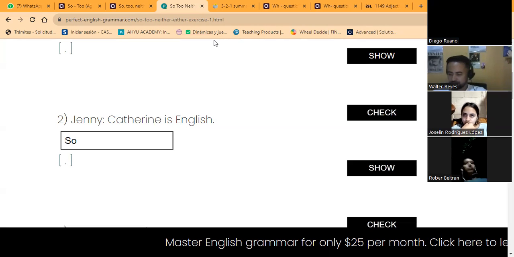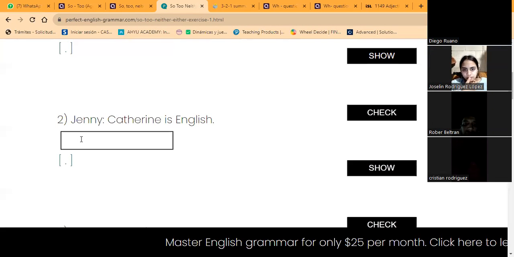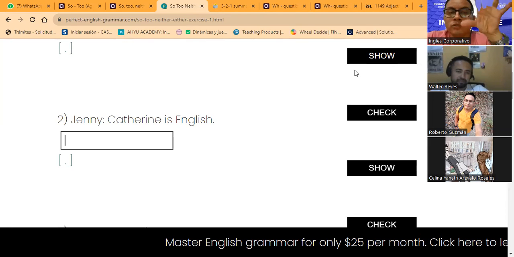Walter, are you on a computer? Are you using a computer? So, that's. I'm going to give the control to Walter. Walter, I want you to click and enter the correct answer and then click on check. Catherine is English, so how do we express it? Can you enter your answer, Walter? Use your mouse, use the cursor to enter the answer.